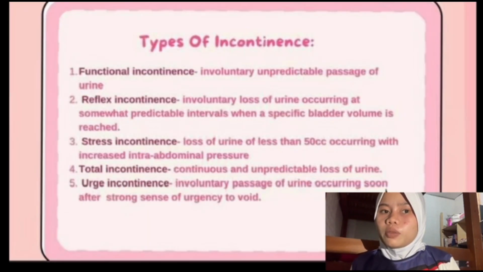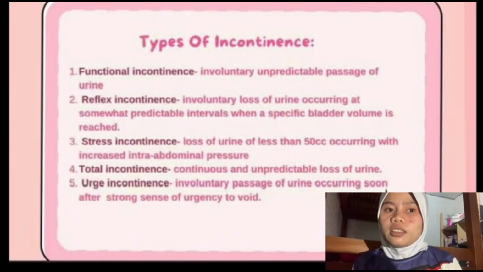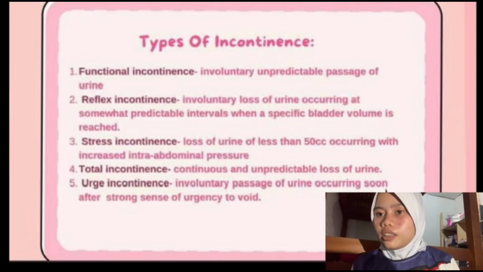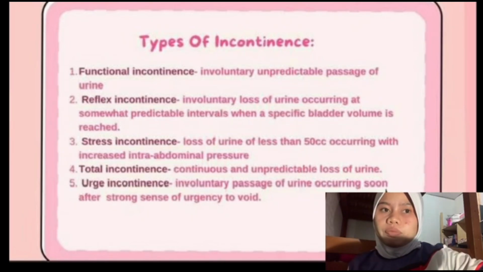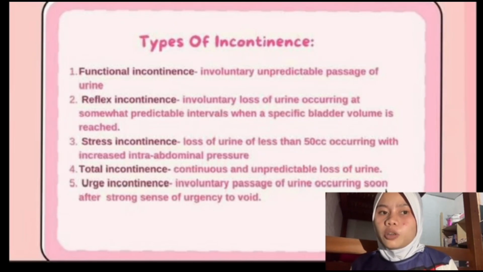There are different types of urinary incontinence, and each has its own cause and characteristics po. Number one is functional incontinence. This type is not caused by any problem with the bladder itself. Instead, it happens when someone can't reach the bathroom in time due to physical or mental challenges. For example, if someone has arthritis and struggles to undo buttons quickly.